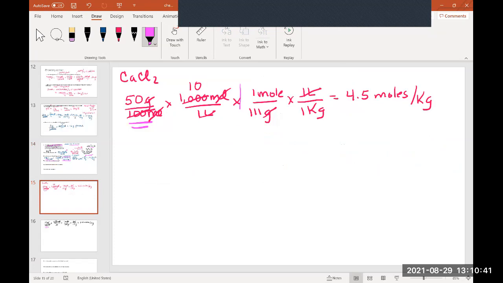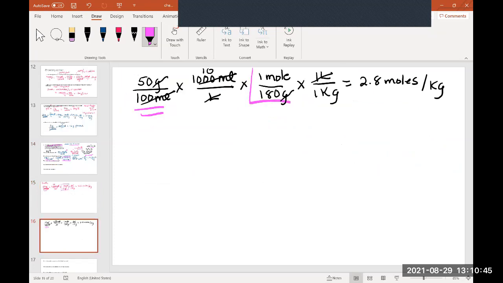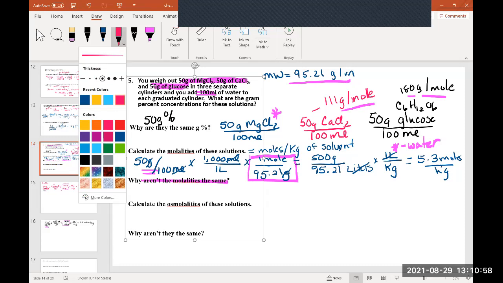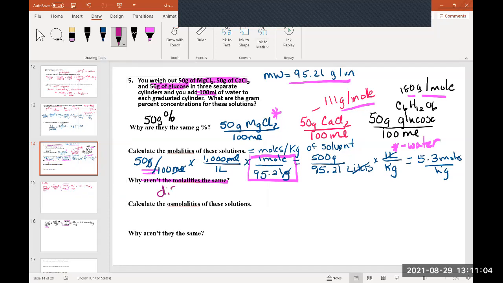Molecular weight is unique to all of these compounds. So the reason why we started out with the same thing, 50 grams percent solution, but the molalities were different, is because these solutions had different molecular weights.